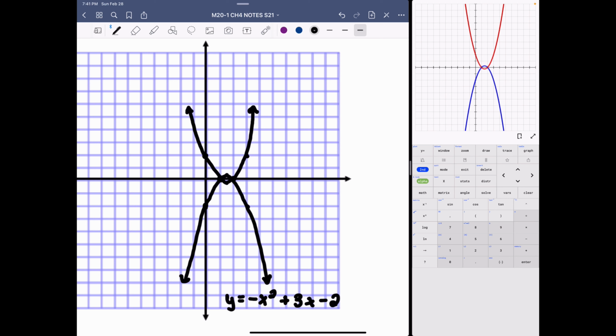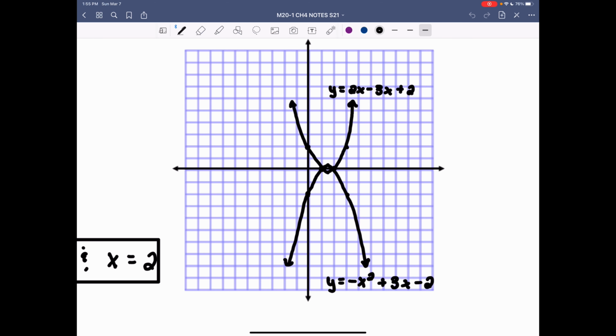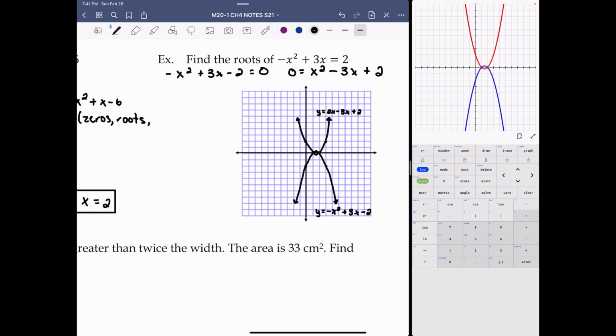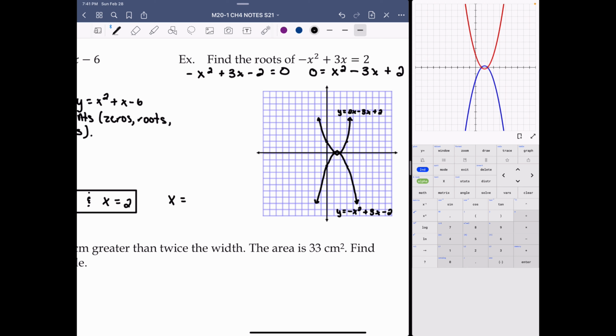And that is the graph of y equals x squared minus 3x plus 2. Hi, this is Editing Corey here. I realized that I wrote y equals 2x when I meant to write y equals x squared. So this here should say y equals x squared minus 3x plus 2. Our solutions were x equals 1 and x equals 2.